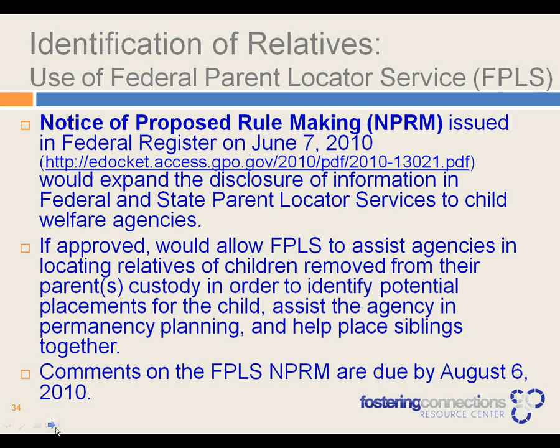At the time, however, child welfare agencies only had the opportunity to use the Federal Parent Locator Service to identify a parent of the child. And what this NPRM provides is to allow its use to assist agencies to locate other relatives of children removed from their parents' custody as well. So we really encourage you all to take a look at it. Don't be discouraged by the length. I think it's 60 pages or so.